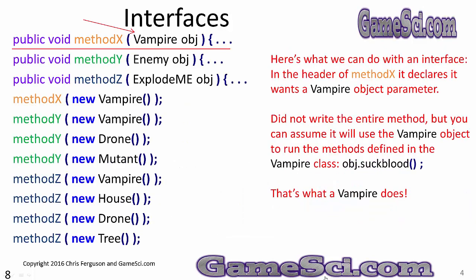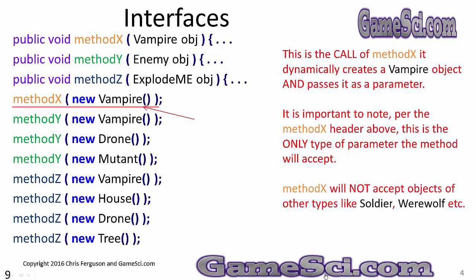More code snippets. Alright, let's create a public void method X that takes a Vampire object as a parameter. Here's what we can do with an interface. In the header of method X, it declares it wants Vampire object parameters. Now, I didn't write the entire method, but you can assume it will use a Vampire object to run methods defined in the Vampire class, things like object.suckBlood. That's what a vampire does. It sucks blood. This is a call to method X. It dynamically creates a Vampire object and passes it to the parameter.